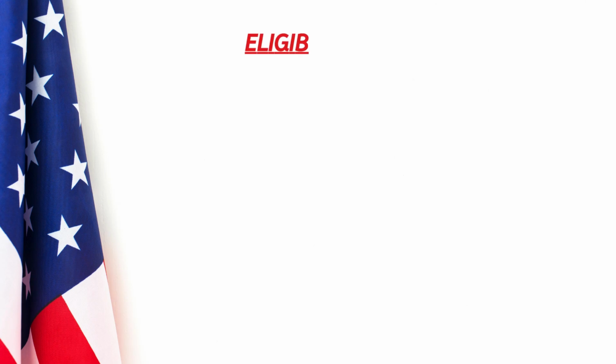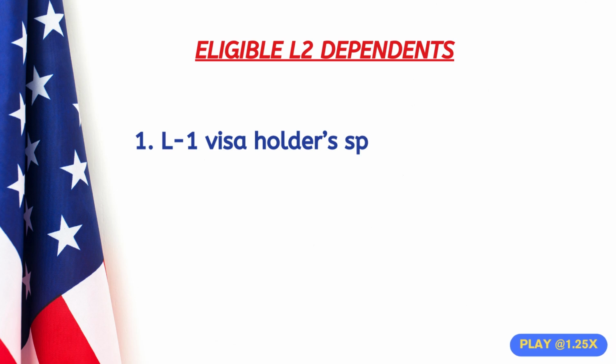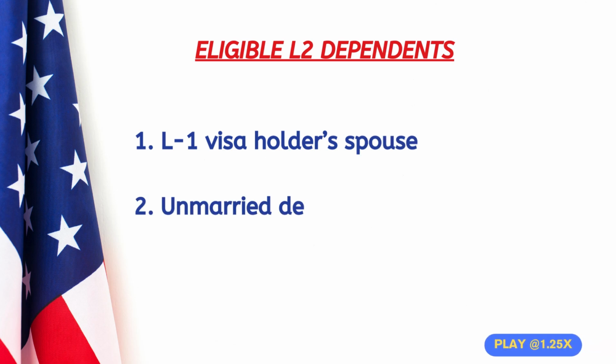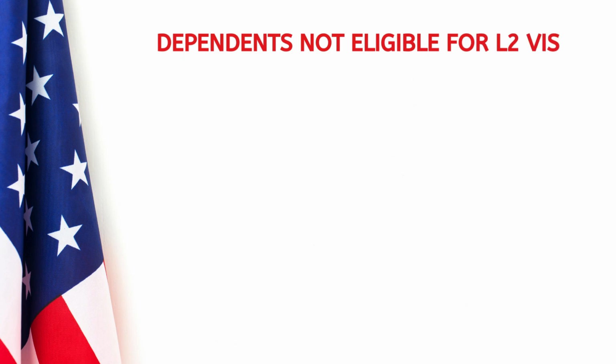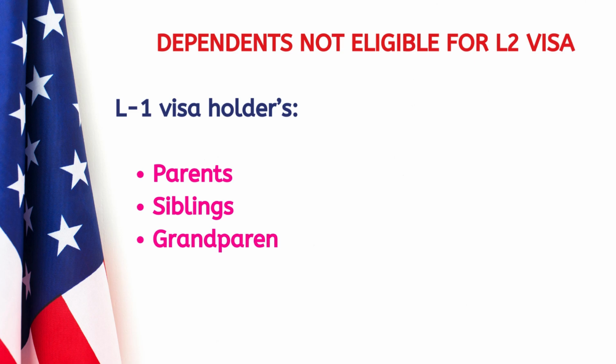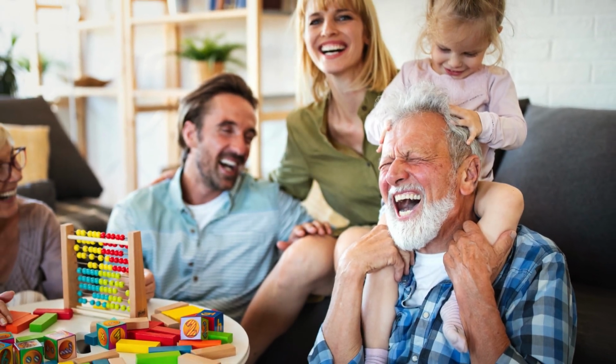Now the dependents who are eligible to apply for an L2 visa are L1's spouse and unmarried dependent children under 21 years of age of L1 applicant or L1 visa holder. Whereas parents, siblings, grandparents, and other relatives of L1 visa applicant or visa holder are not eligible for L2 visa. However, they can apply for a B2 visa to visit the L1 visa holder.